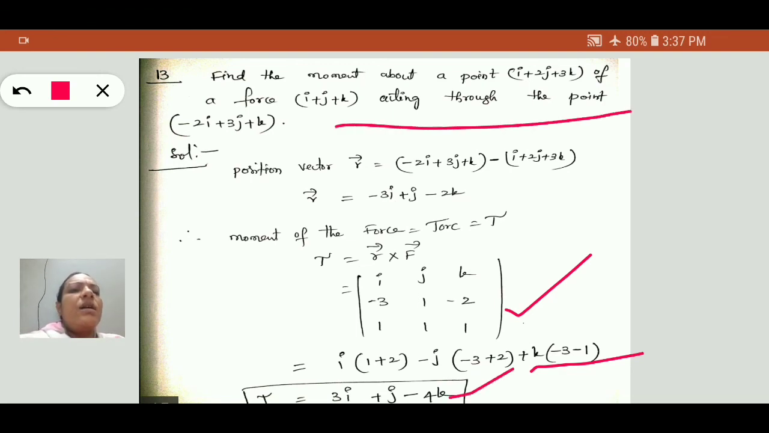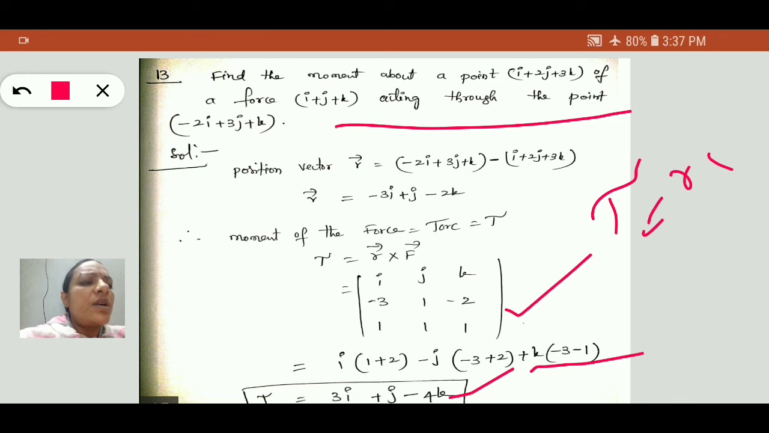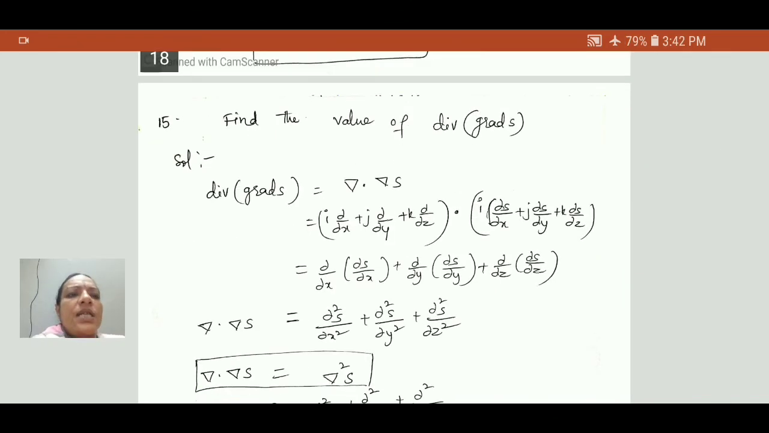This is the torque, that is the moment about a point according to the given points. Simply you are using this formula, the cross product r cross F. Torque can be written as the cross product of the position vector and the force vector. Next, see another problem: find the value of the divergence of gradient S.